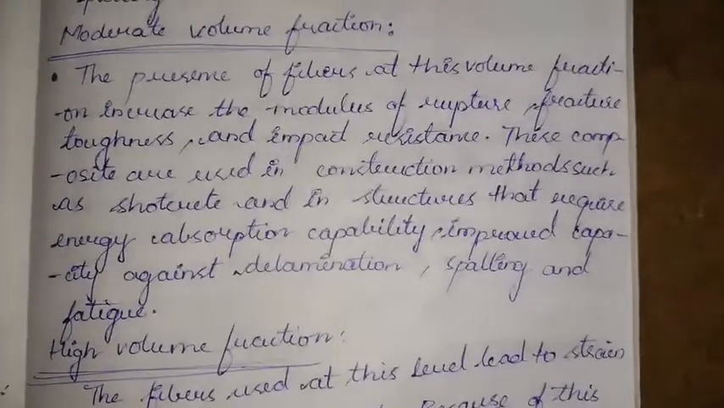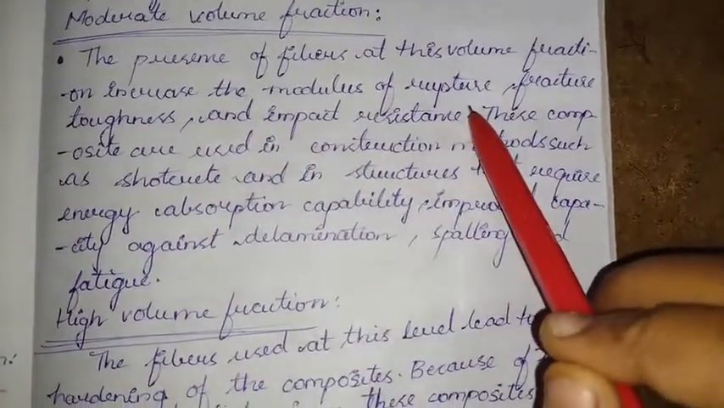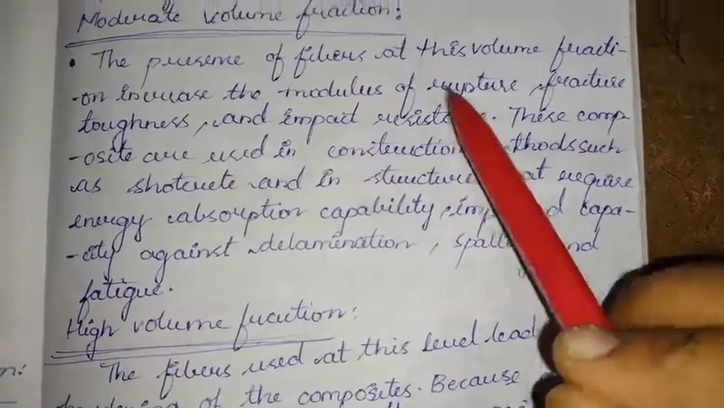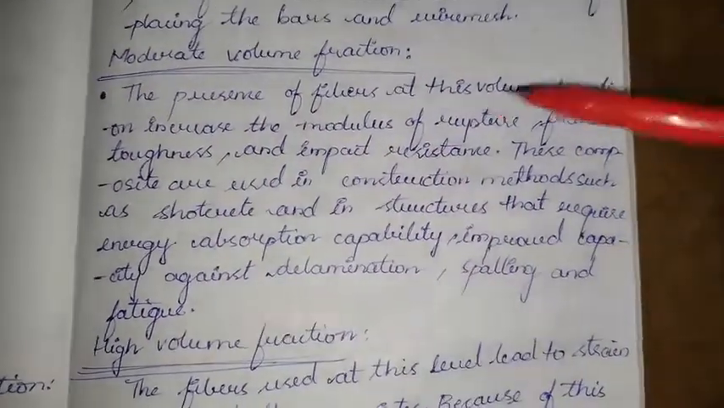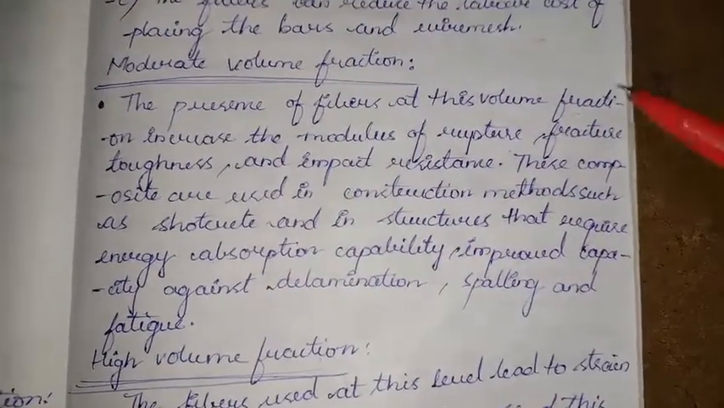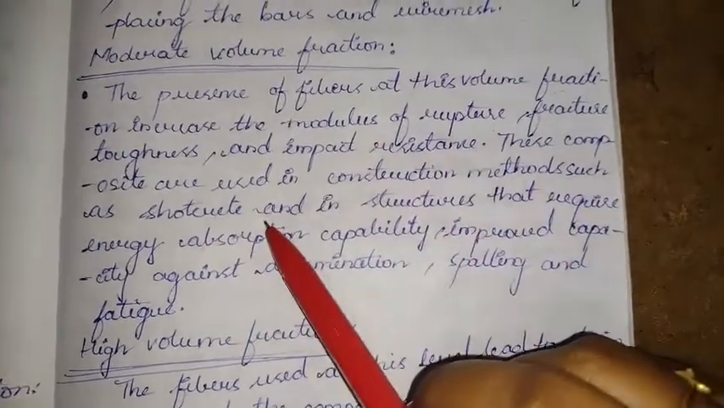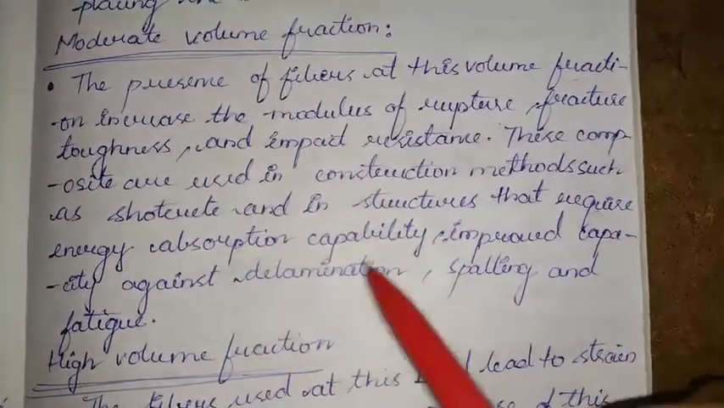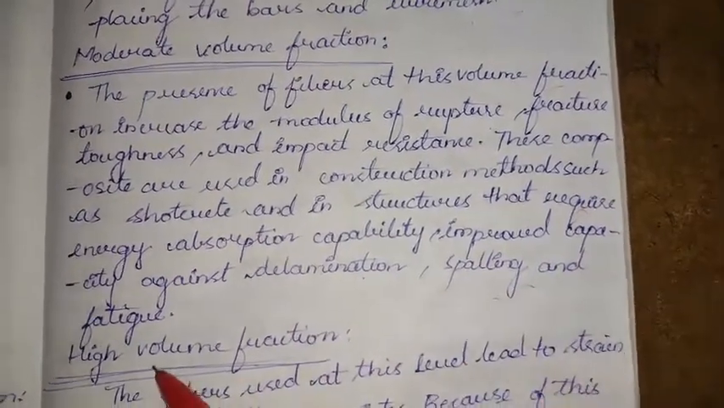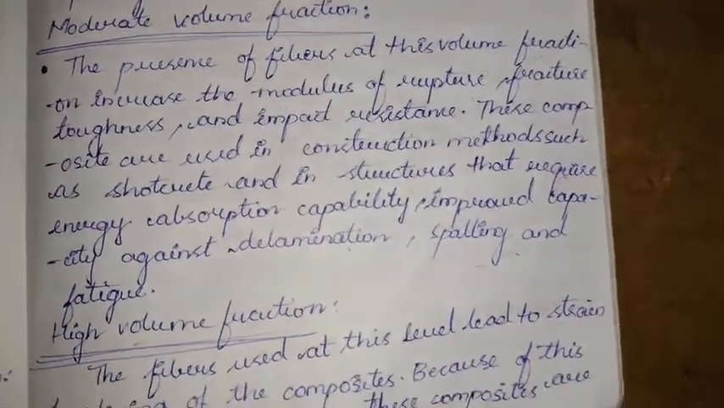Moderate volume fraction. The presence of fibers at this volume fraction increases the modulus of rupture, fracture toughness and impact resistance. These composites are used in construction methods such as shotcrete and in structures that require energy absorption capability and improved capacity against delamination, spalling and fatigue. That is, splitting of concrete into layers, where the layers of concrete will wear off.